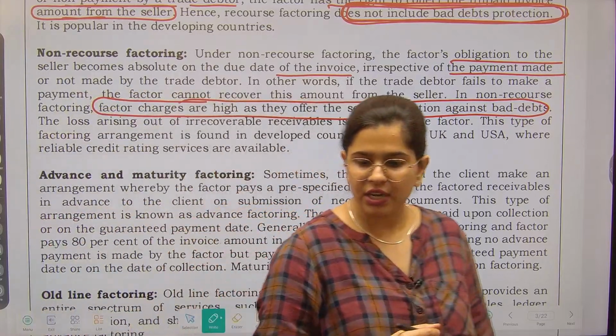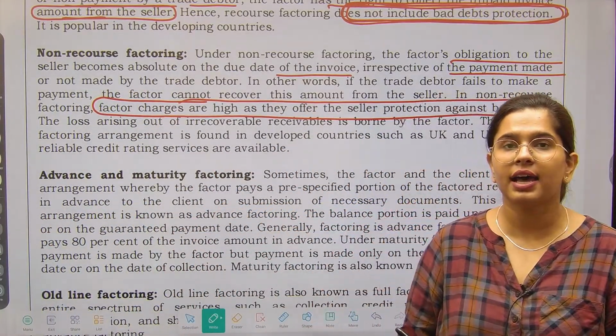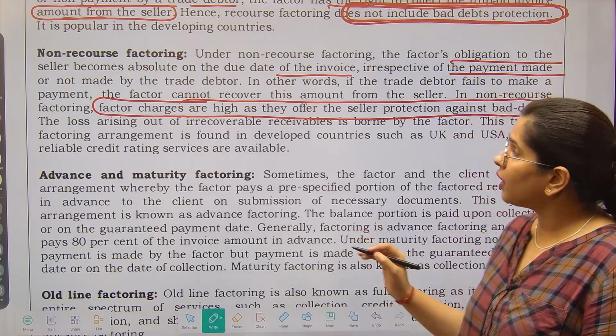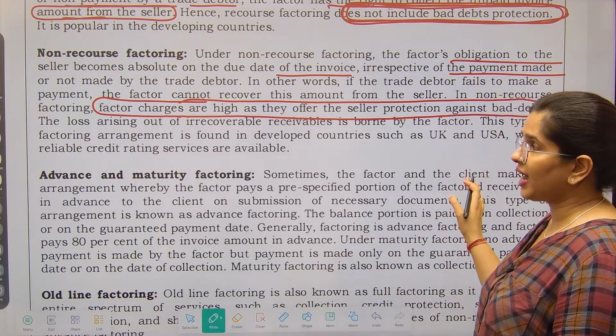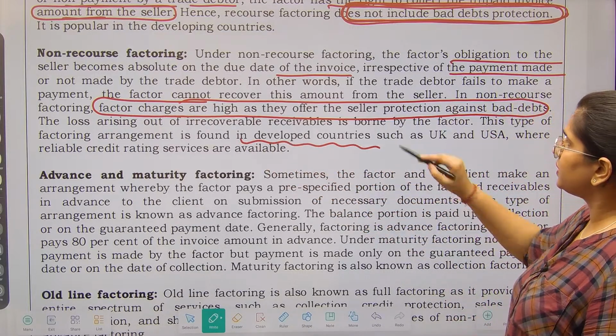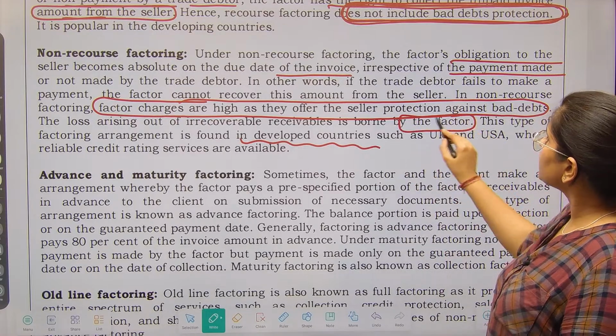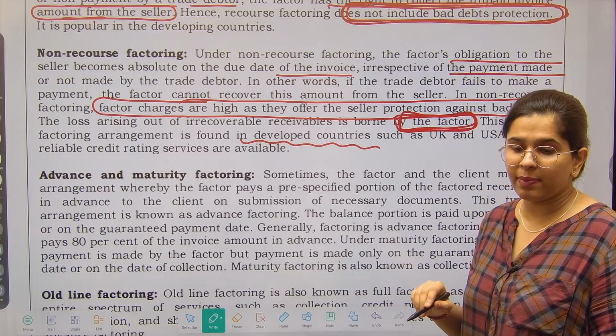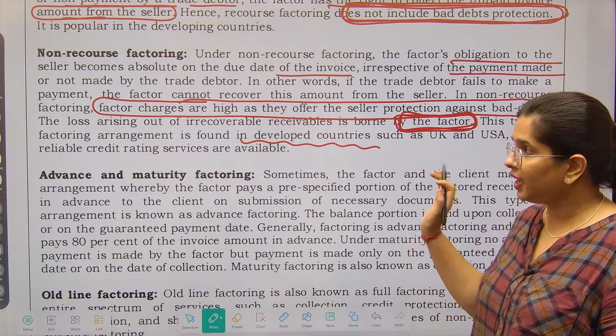Okay, factor charges are higher. Why are factor charges higher? Because the bad debt related protection is being provided. Now this kind of factoring is popular in the developed countries. Okay, so whatever is the loss from the irrecoverable debts, it will be borne by whom? It will be borne by the factor.